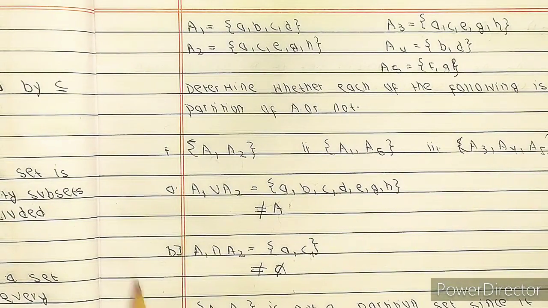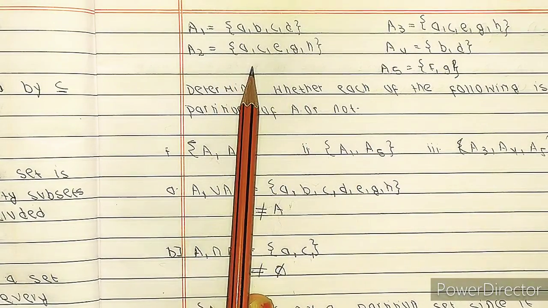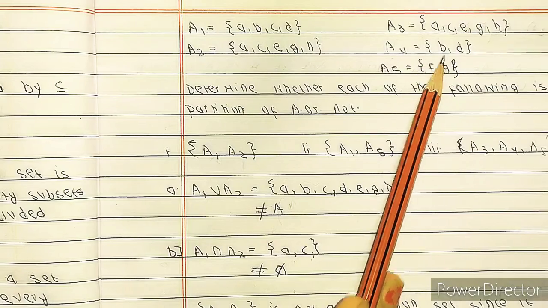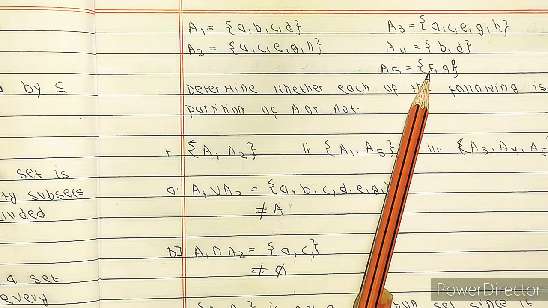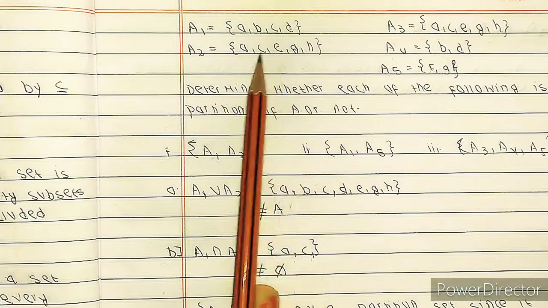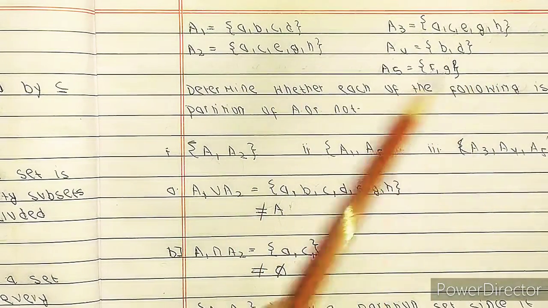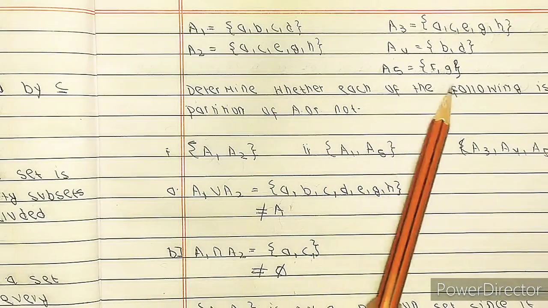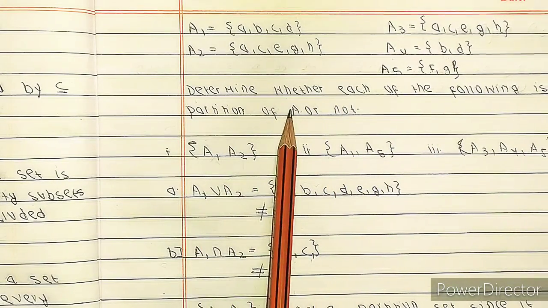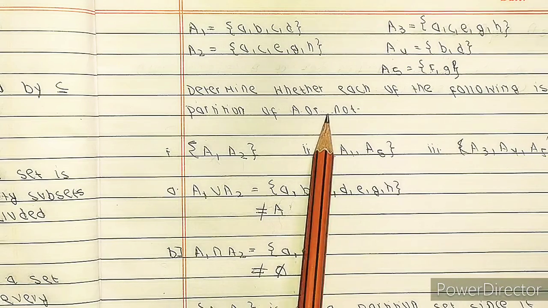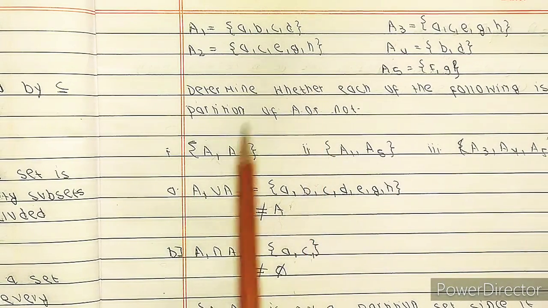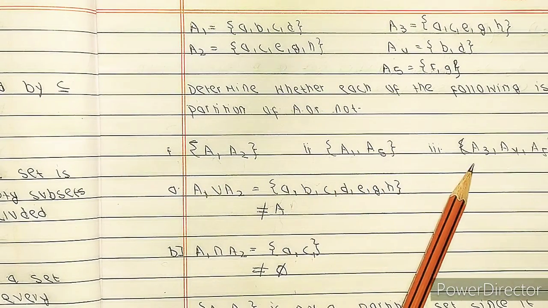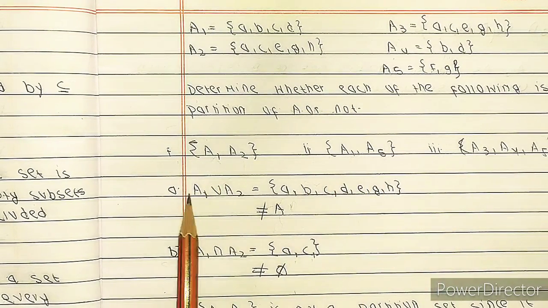So here A1 is equal to {A, B, C, D}, A2 is equal to {A, C, E, G, H}, A3 equal to {A, C, E, G, H}, A4 equal to {B, D}, and A5 equal to {F, H}. A2 and A3 are common, so no problem. Now determine whether each of the following is a partition of A or not. The questions are: number 1, A1 and A2; number 2, A1 and A5; and number 3, A3, A4 and A5.